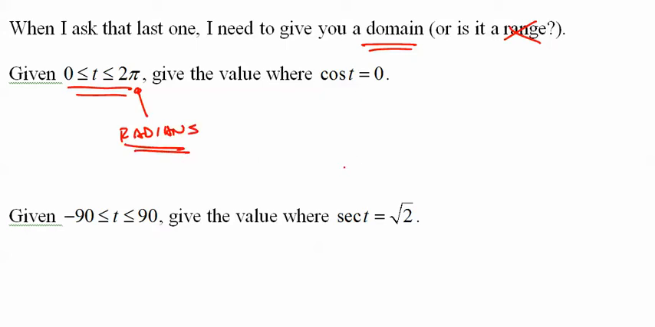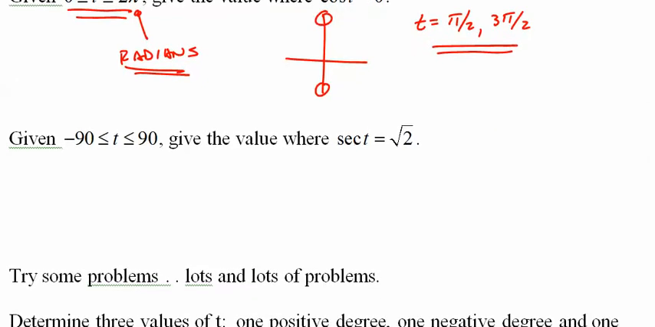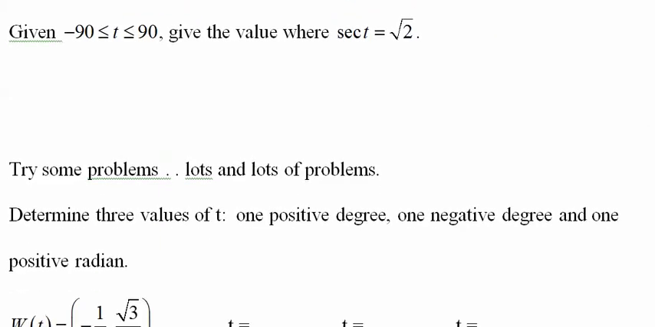Cosine equals 0, cosine is the x. This would be at this location and this location. I want to jump up and say 90 and 270, but that's not right because I need to give it as radians, pi over 2 and 3 pi over 2. Negative 90 is less than or equal to t, which is less than or equal to 90. Wow. So in the unit circle, I'm only looking from here to here. And this is not going to be called, like, say, 315 degrees. It's going to be called negative 45 degrees, if that's where I'm going, which looks like I might be.